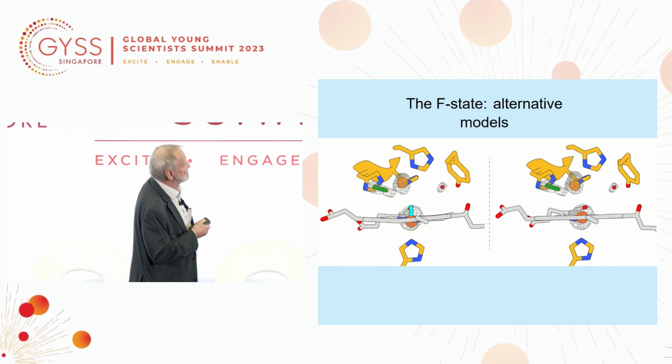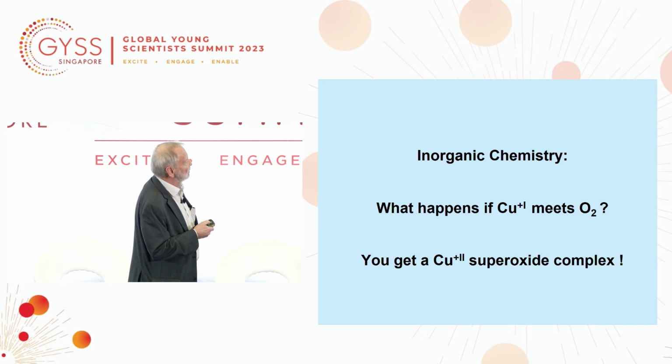And this now looks much nicer. We have here what we believe is a superoxide as a ligand to the copper B, and there's a water molecule near here. And from inorganic chemistry, we learn that when a copper plus one meets a dioxygen molecule, we get a copper two plus superoxide complex. So we suspect that the density here is a superoxide.